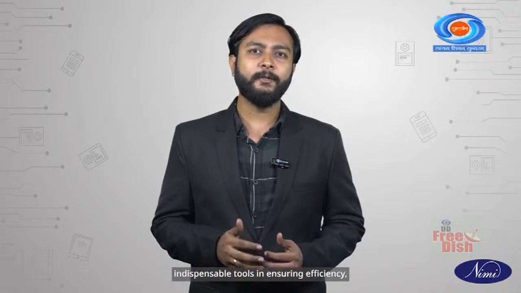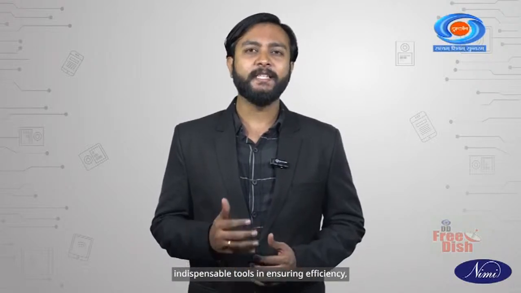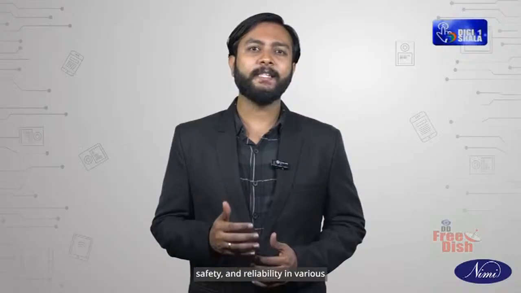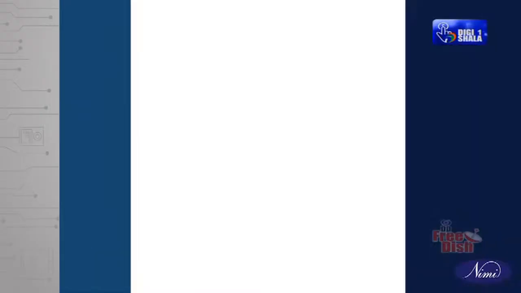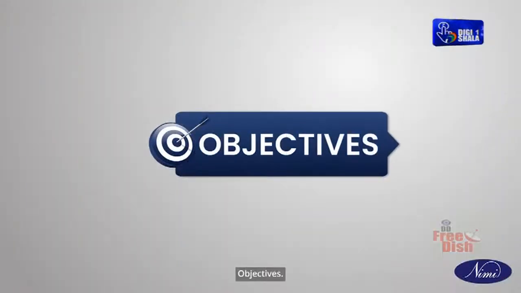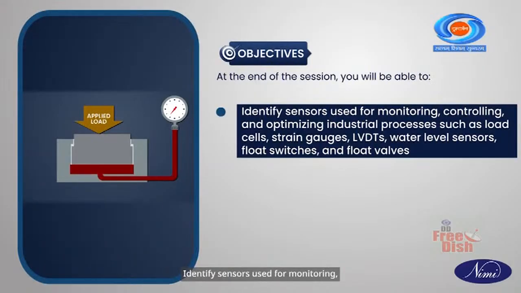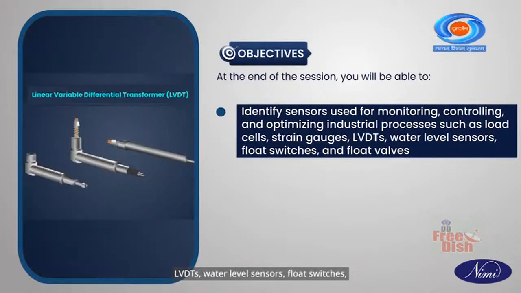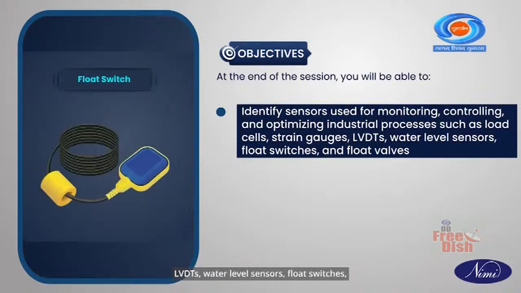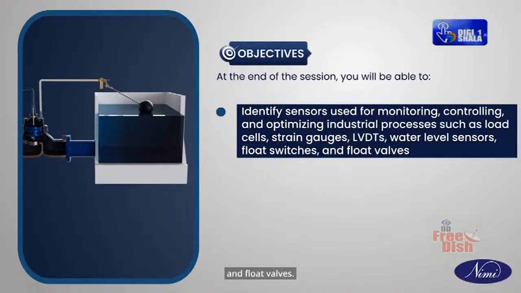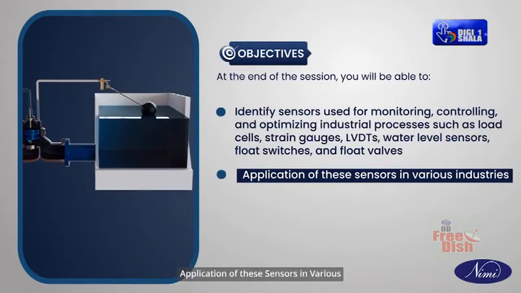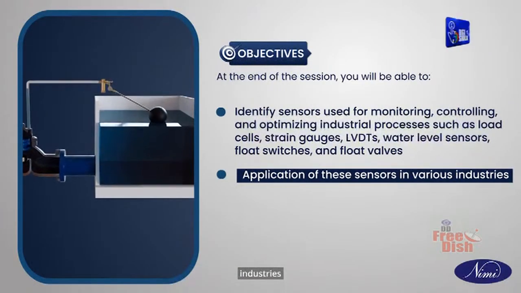Sensors are indispensable tools in ensuring efficiency, safety, and reliability in various industrial applications. Objectives. At the end of this session, you will be able to identify sensors used for monitoring, controlling, and optimizing industrial processes such as load cells, strain gauges, LVDTs, water level sensors, float switches, and float valves, and list the applications of these sensors in various industries.